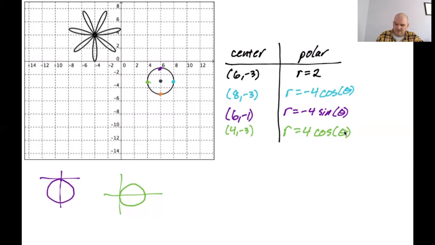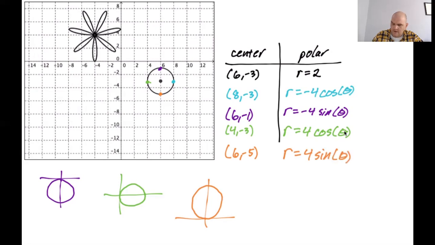All right, and then the other one. I knew that one of them was wrong because there was that random x coordinate claiming to be part of the center. There's no way that was going to work. All right, so here I'm at 6, -5. Okay, so 6, -5 is going to be this one. So it's on the positive y-axis. So it's going to be r equals 4 sine of theta. And all right, so I'm going to stop there for this one.